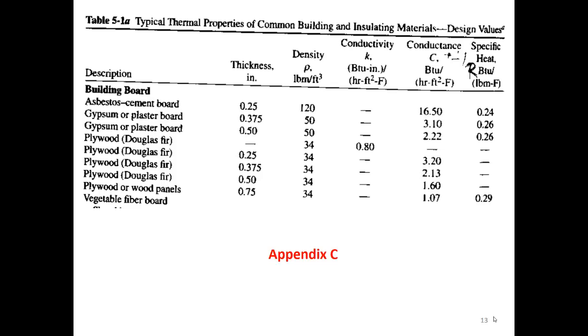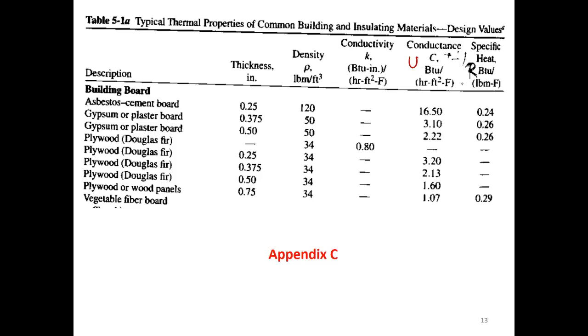If you go to that appendix, we have, for example, as we see here, the building board, so you have different materials like gypsum or plasterboard, plywood. And then for these values, you have what we call the conductance, which, as I mentioned, is the U value right here.